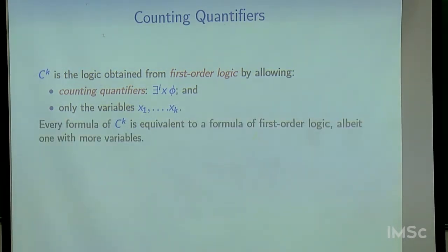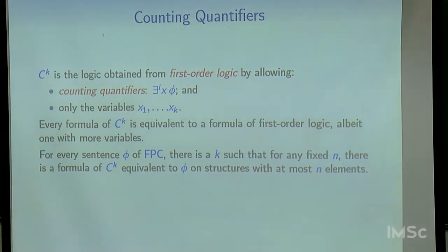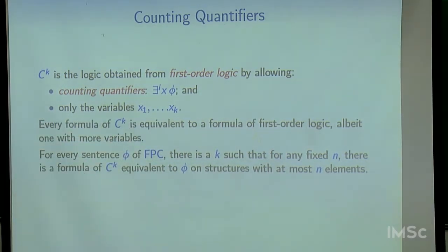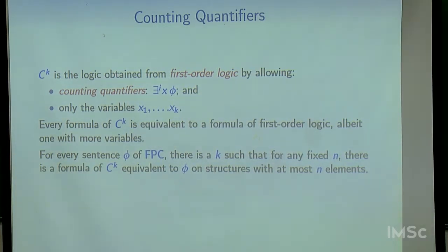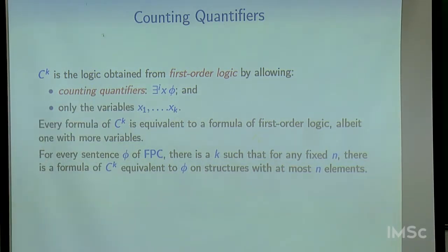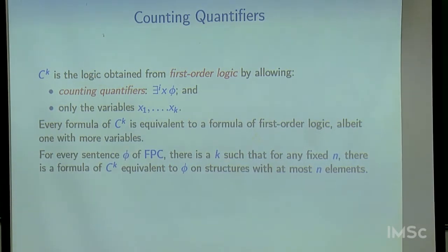Well, yeah, I just said this. Now we can show that if you start with a sentence of FPC, there is actually a constant k, so that it translates into a family of C^k formulas, right? One for each size of input n. Okay. Again, you unfold the definitions, the inductive definitions, and then you replace those counting terms you have in FPC by sort of Boolean combinations of these counting quantifiers, which you can do once the size of the structure n is fixed. Okay.